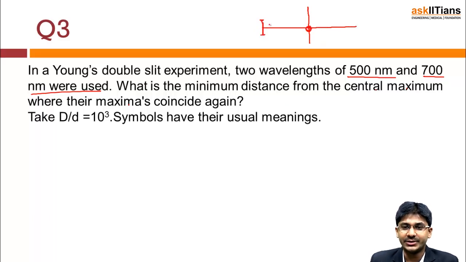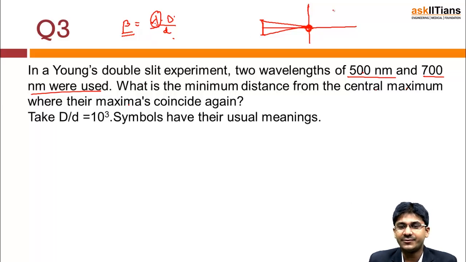Okay, now the central maximas of both of the wavelengths will coincide, right? Because here the path difference is 0, both 500 nanometer and 700 nanometer will have the maxima here. After that what will happen, they will have different fringe width, right? Because we know that fringe width beta is lambda D by small d. Now if lambda is different, beta will be different, because D by d is same for a particular set of YDSE. So the first maxima coincides, but the next and the further maximas won't coincide, because this beta is different.